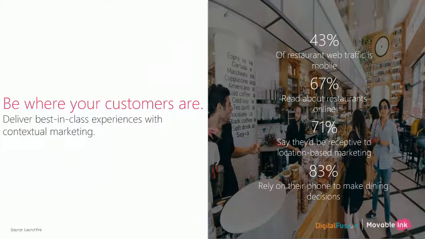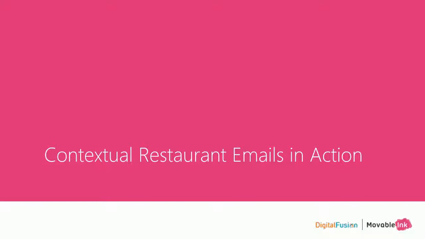A few more stats here to give you some background before you jump into our examples. 83% of people today say they rely on their iPhones or their phones to make dining decisions. If you are not utilizing email to help drive in-store traffic to your local restaurant, you're really missing a great opportunity here. And I'll take you through some examples of how we can do that today with Movable Ink.